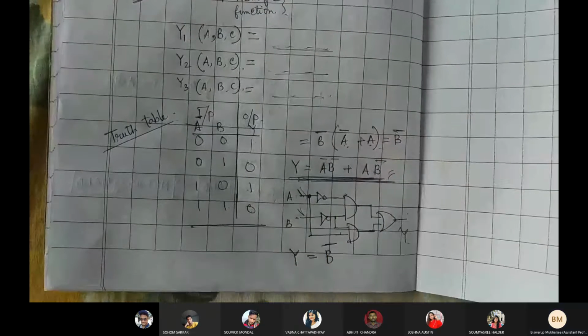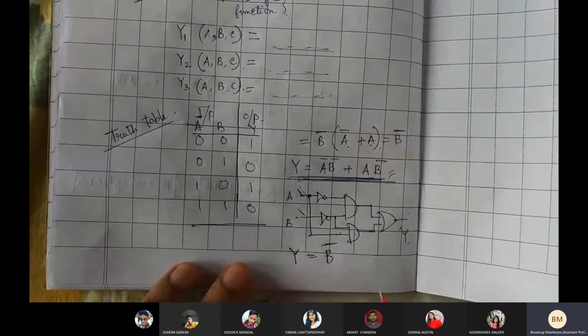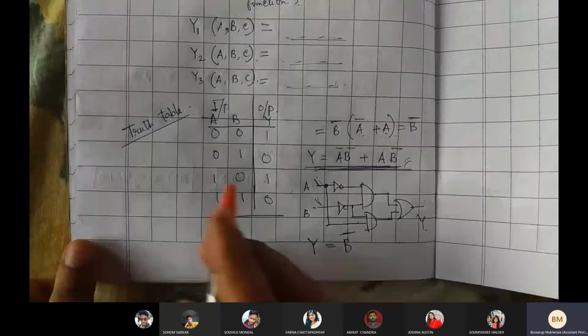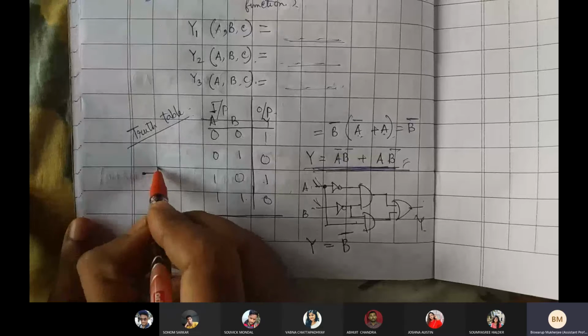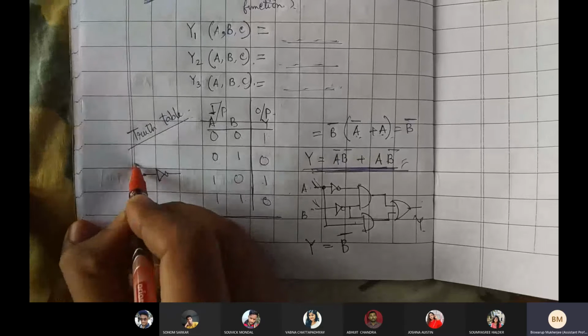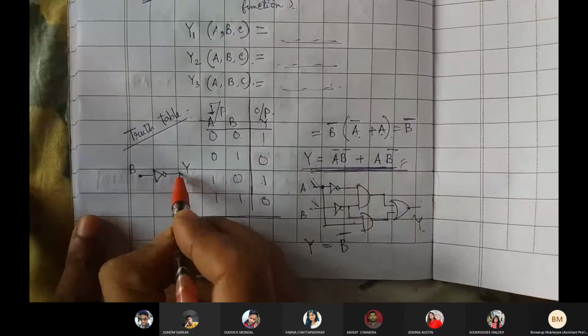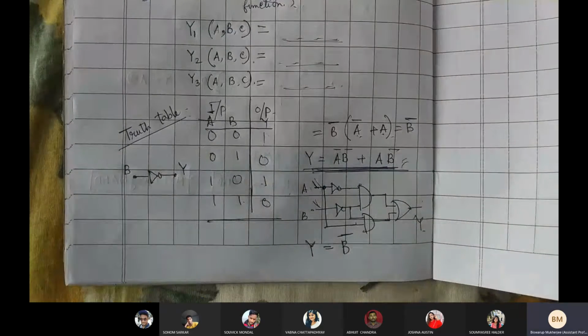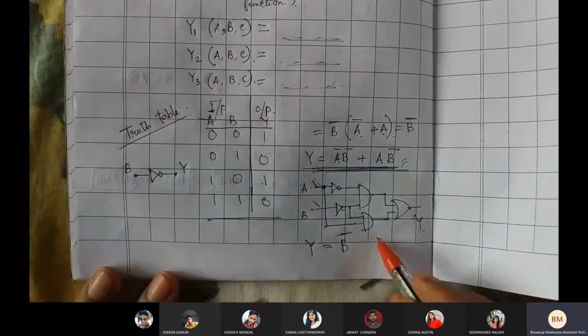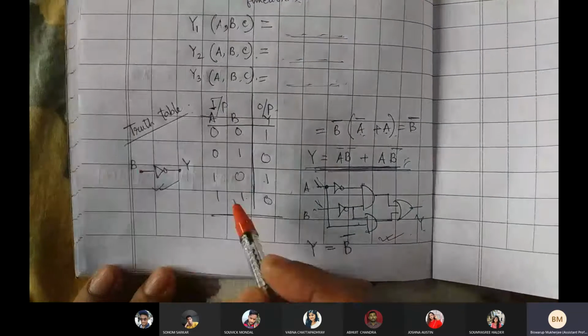So among you, someone has drawn or designed the same circuit using only one NOT gate. He is saying, okay, I am providing B, I am getting Y. So this is my circuit. Which one is more preferable, this one or this one?